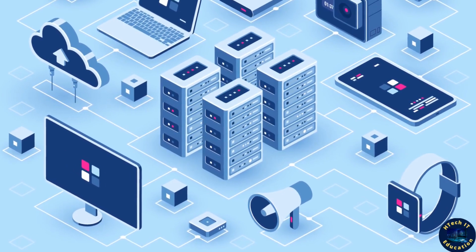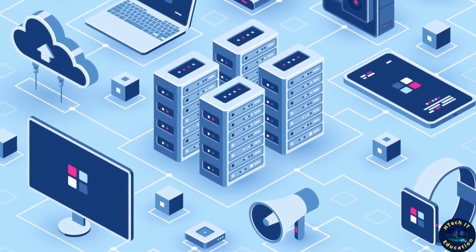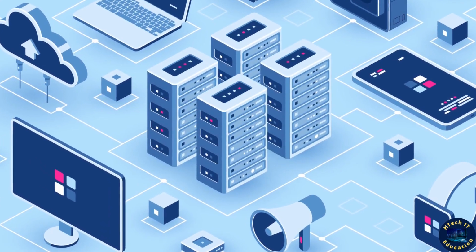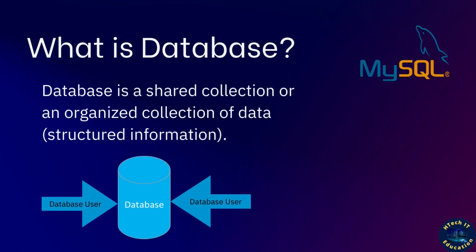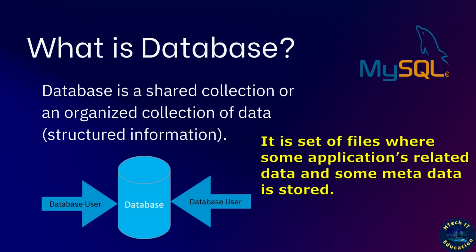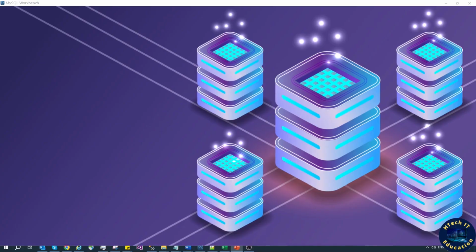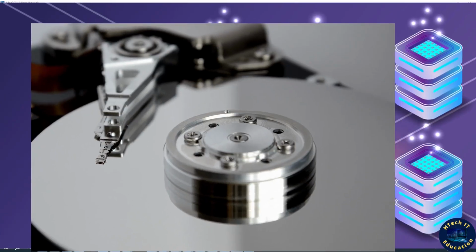Let's start our course with the quick overview of databases. So let's see what they are and how we use them. Actually, database is a shared collection of logically related data, or you can say it is basically an organized collection of data. So in short, we can say basically database is collection of data. And it is the set of files where some applications related data and some metadata is stored. So normally the database will be stored in the form of files.